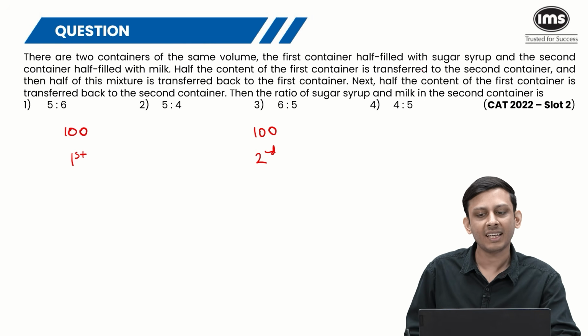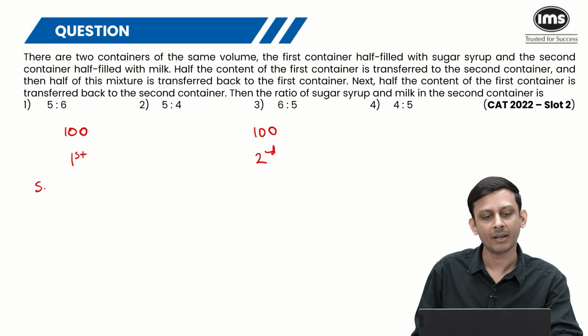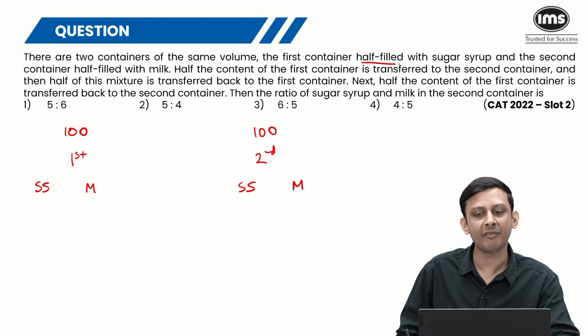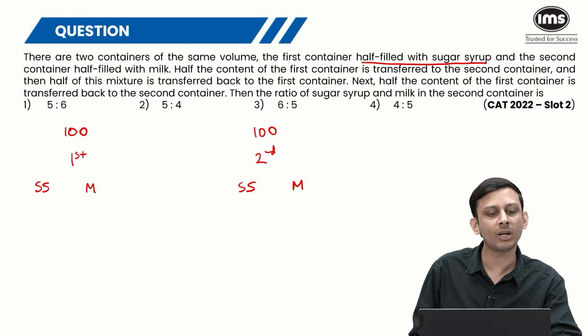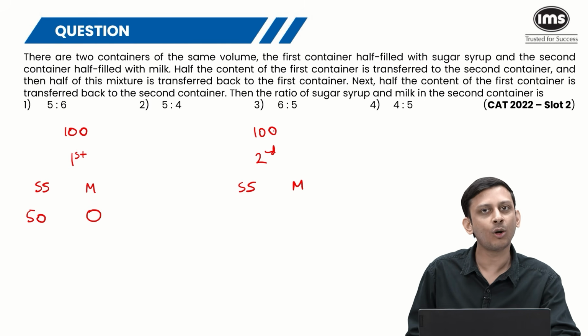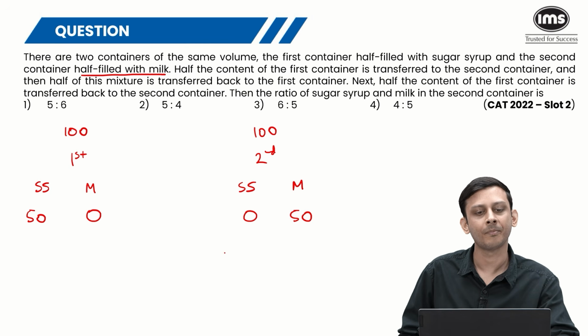Now, in the first container, we have sugar syrup and milk. In the second container also, we will have sugar syrup and milk. Now, the first container is half filled with sugar syrup. So out of that total 100, half of it, 50, is sugar syrup and 0 is milk. And of course, the second container also has a total of 100 because the containers have the same volume. Out of this total 100, it is half filled with milk. So 50 will be milk and 0 will be sugar syrup.